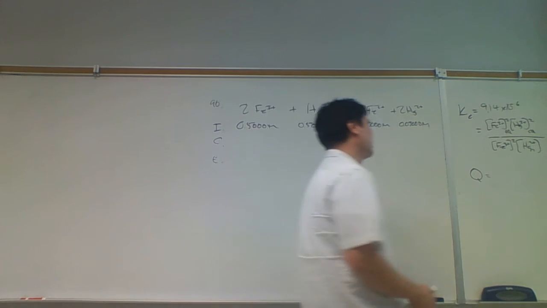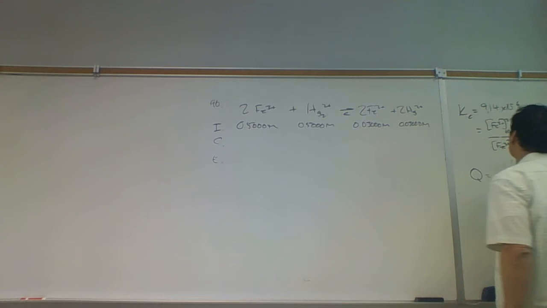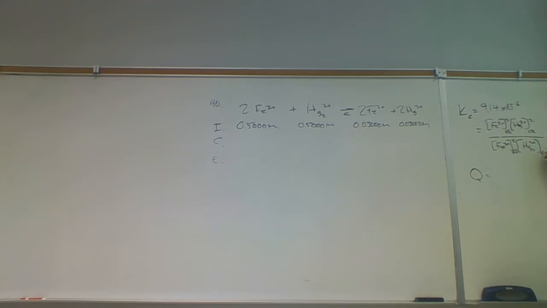In order to figure out the direction of the chemical change, I'll just calculate my Q. Now my K is the equilibrium. This is what the ratios should be at equilibrium. Q is just whatever you're given, the ratio that you're given. The ratio that we're given here is just the initials, 0.03 thousand.